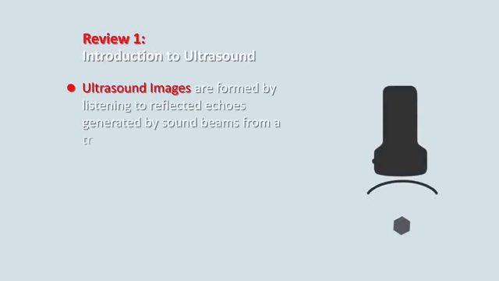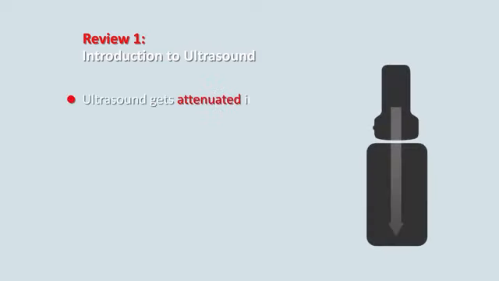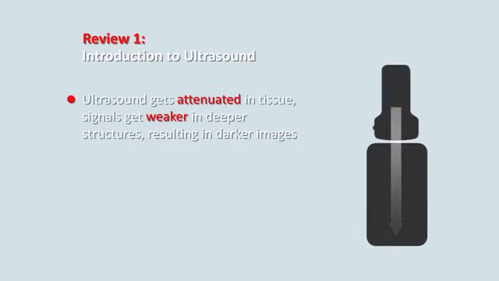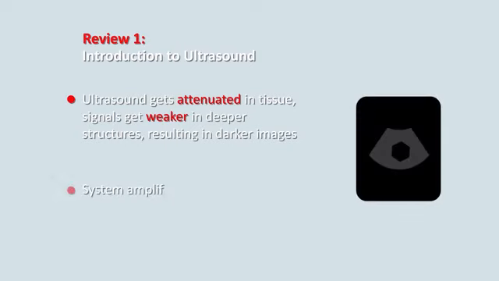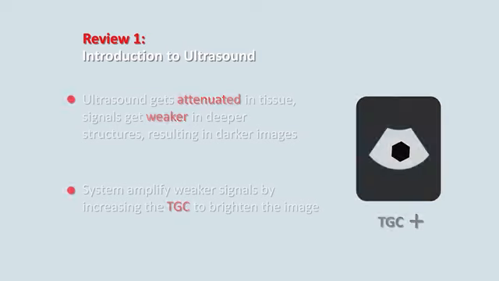Let's review some highlights about the physics of ultrasound. Ultrasound images are formed by listening to echoes from structures reflecting a generated ultrasound beam or sound wave. As sound gets attenuated while going through tissue, the signal gets weaker in deeper structures. Ultrasound systems amplify these weaker signals to brighten the image for better visibility.